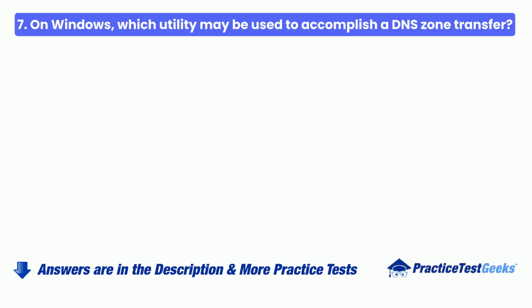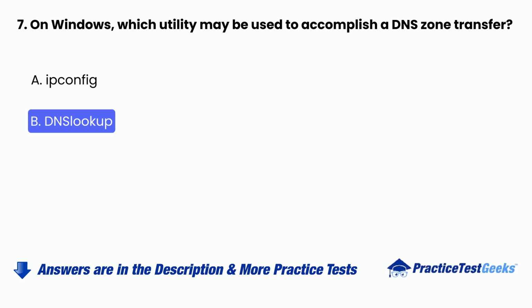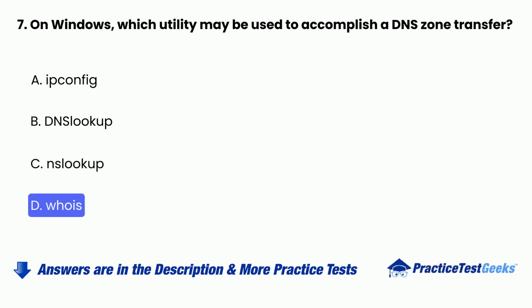7. On Windows, which utility may be used to accomplish a DNS zone transfer? A. IP protocol configuration. B. dnslookup. C. nslookup. D. WHOIS.